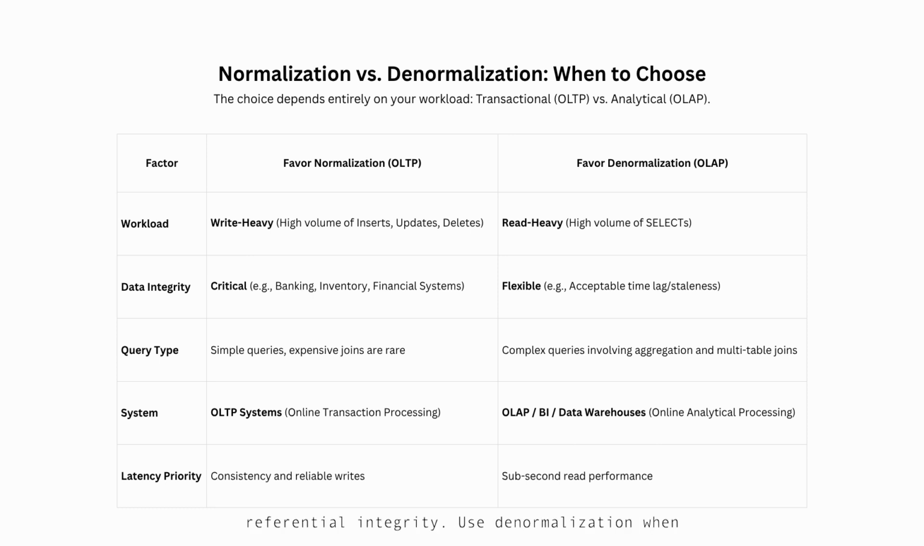Use denormalization when fast read performance is critical. This is a standard practice in online analytical processing, OLAP, systems, data warehouses, and BI tools. For example, a monthly sales report requires scanning historical data quickly. A denormalized summary table provides instant access without needing to join billions of rows. You tolerate a risk of anomaly because the data changes infrequently and speed outweighs update efficiency.